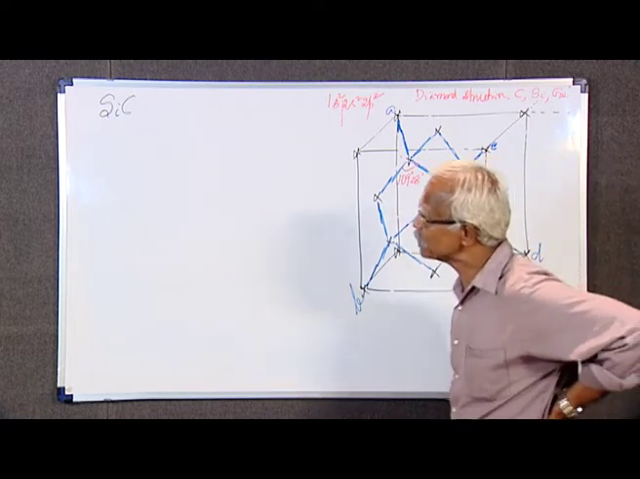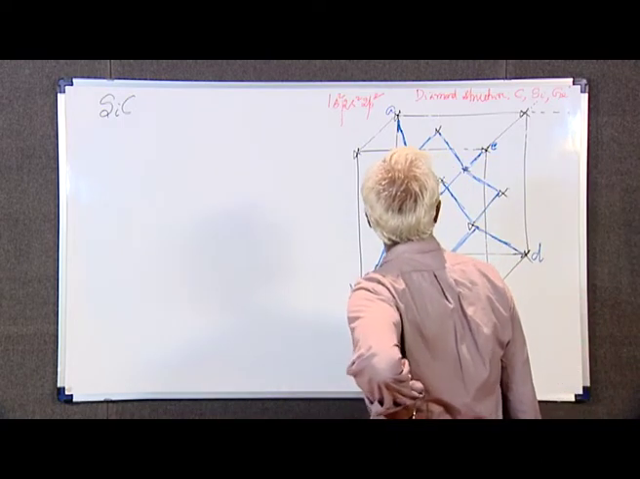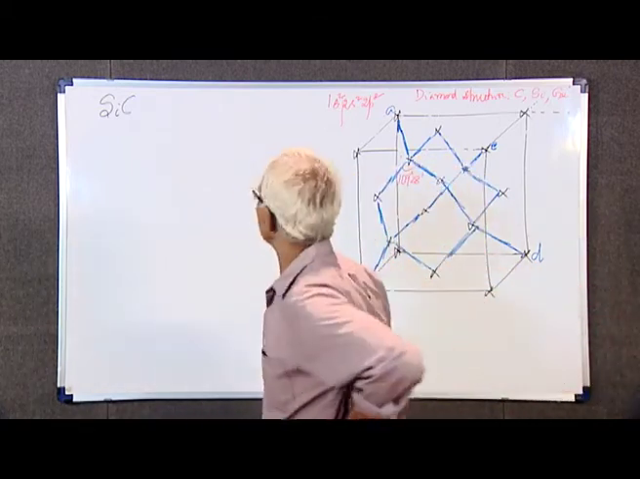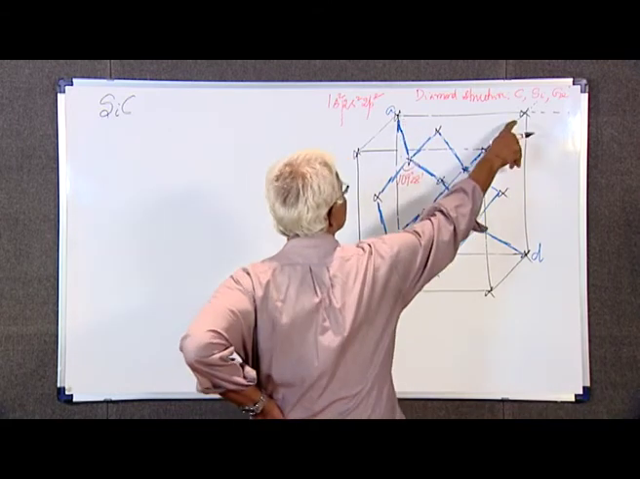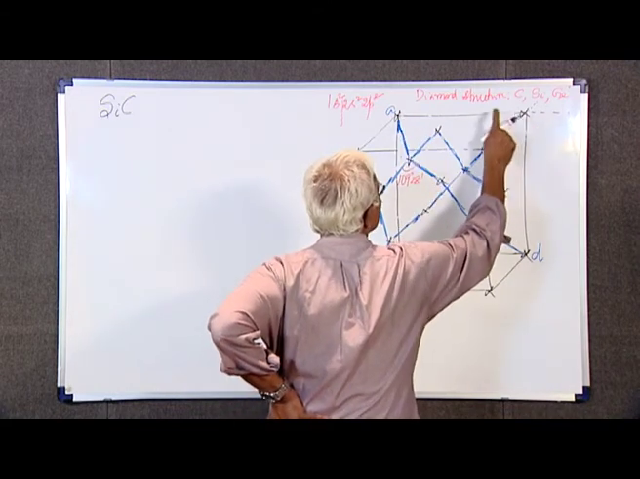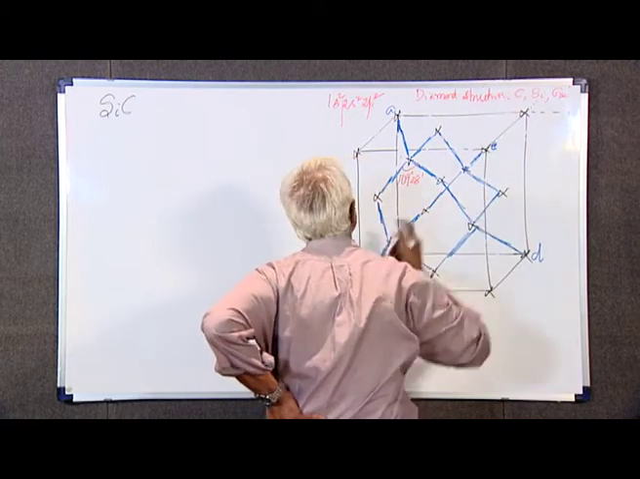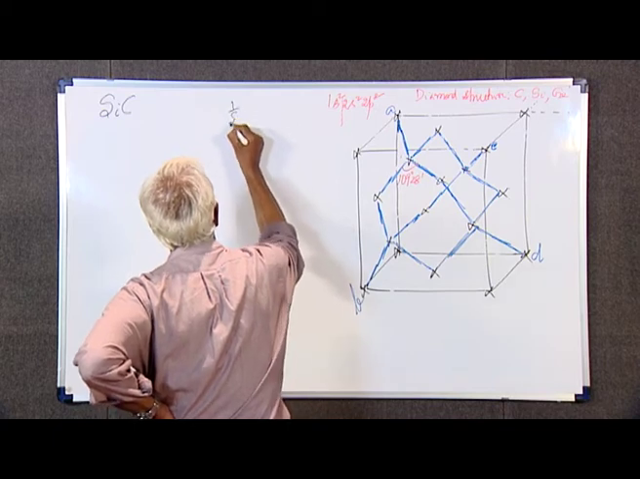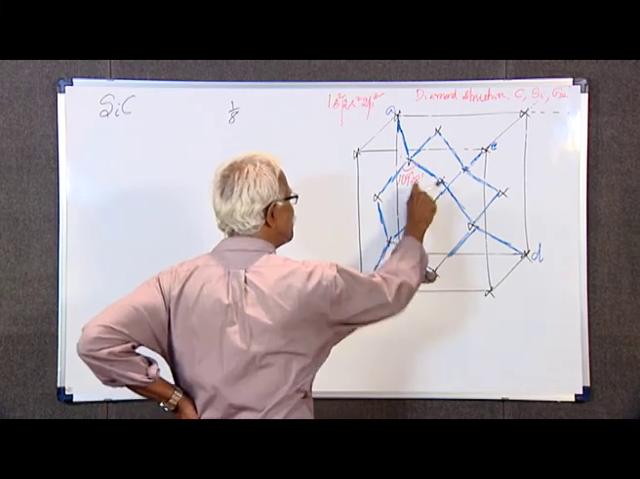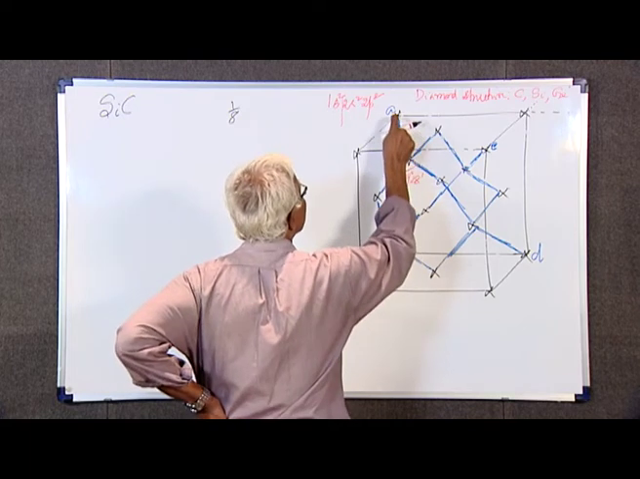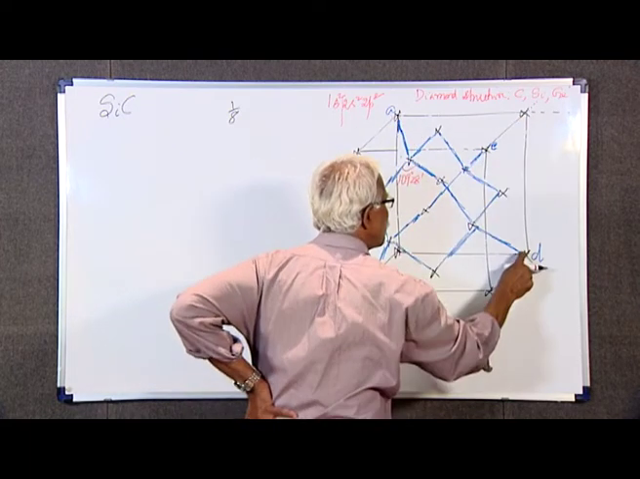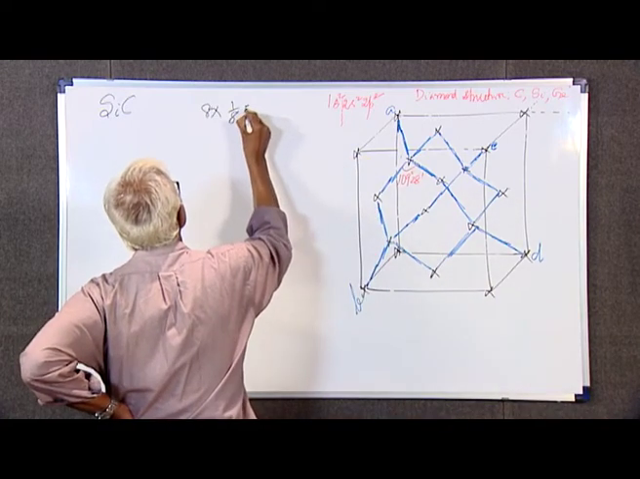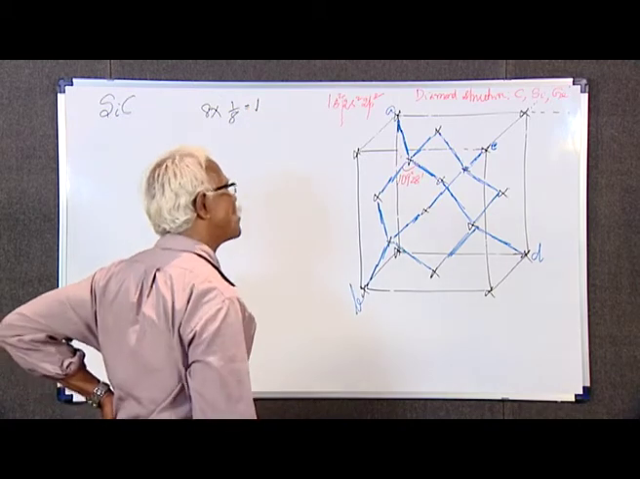Each corner atom is shared by 8 neighboring cubes. So, its share is 1/8 to this cube, and there are 8 corner atoms, 1, 2, 3, 4, 5, 6, 7, 8. 8 into 1/8, contribution is 1.